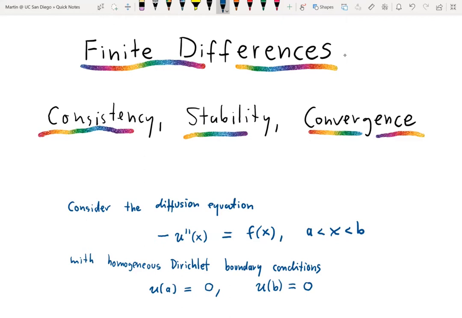Throughout the discussion, we are going to encounter three terms that are quite central throughout numerical analysis, namely consistency, stability, and eventually convergence. We're going to explain each of those three terms and how they work together.